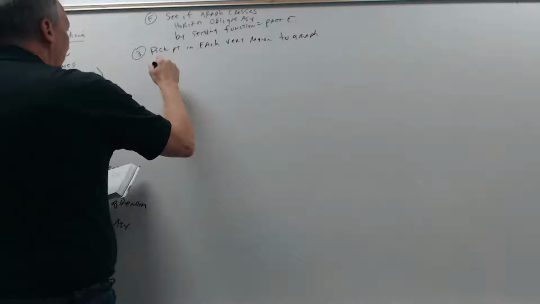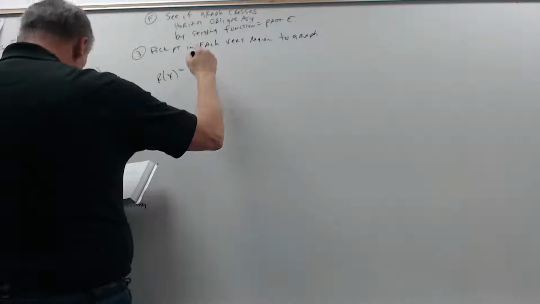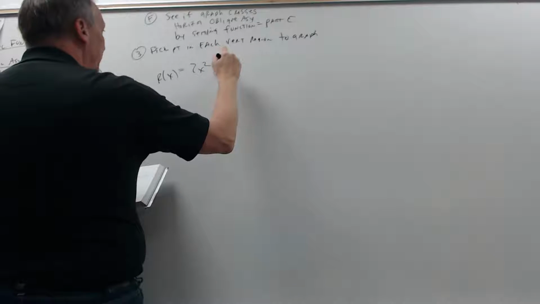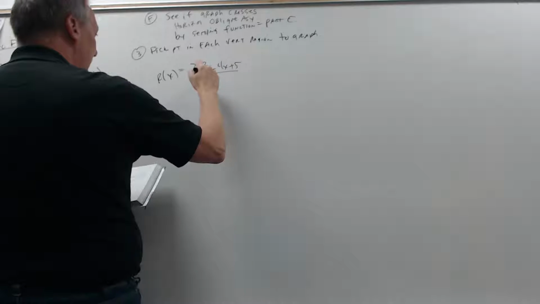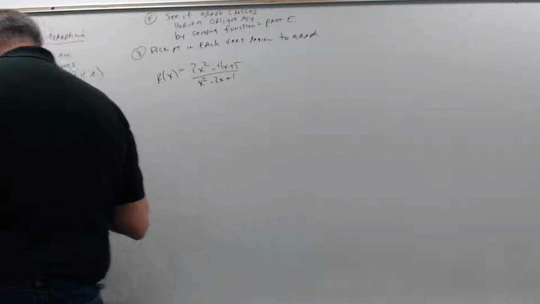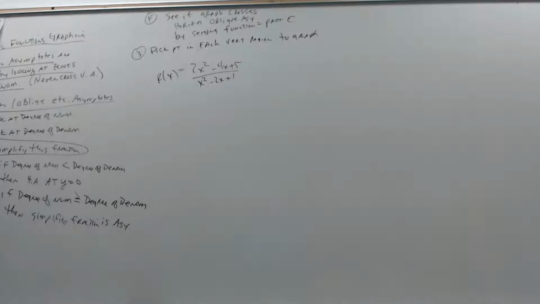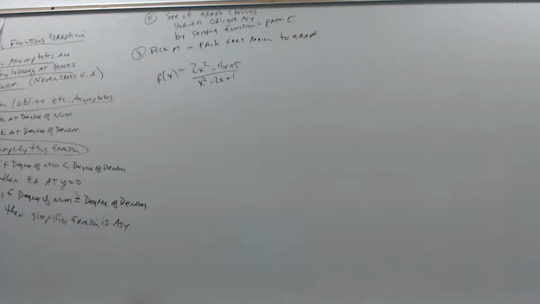R of x equals 2x squared minus 4x plus 5 over x squared minus 2x plus 1. Okay? So, what kind of a function is this?